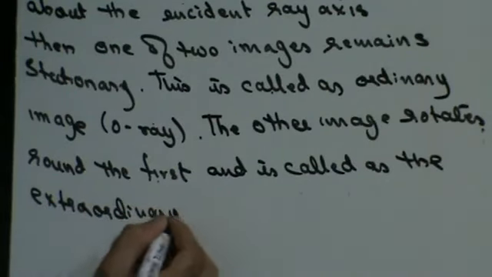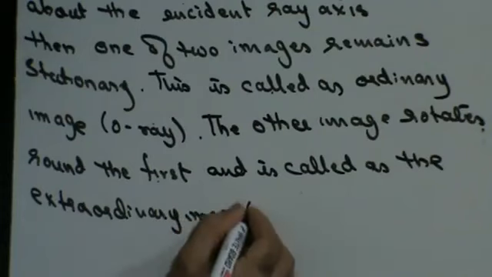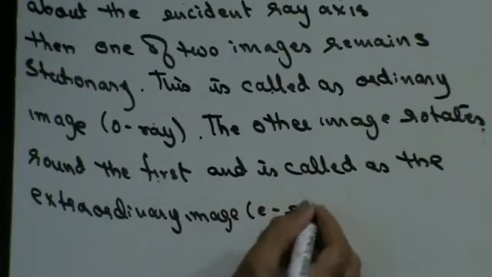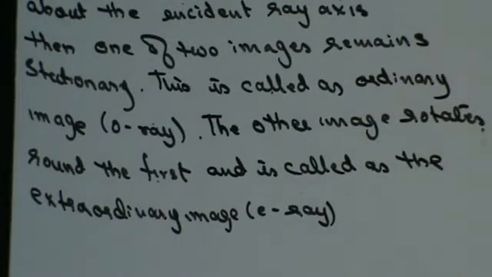Extraordinary image, which is called the E image, which is produced by the E ray. Fine, do we get this thing there? So you have two types of images produced: ordinary image and extraordinary image, right?